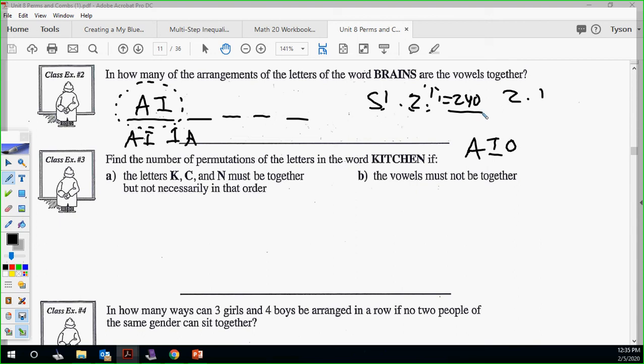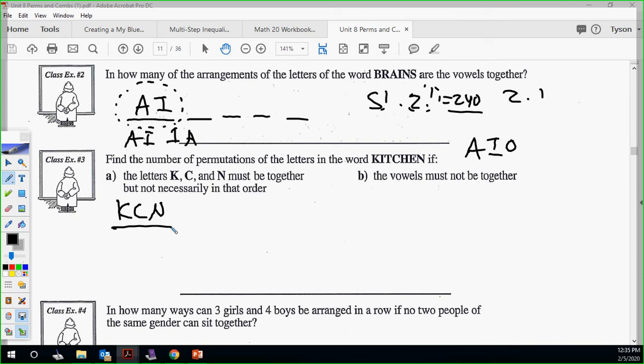Okay, final question: permutations of the letters in the word kitchen. Letters K, C, and N must be together, but not necessarily in that order. So I'm going to group them together and put them on one space. We're going to move them around. What's left here? We have 3 letters, 1, 2, 3, 4, 5, 6, 7.